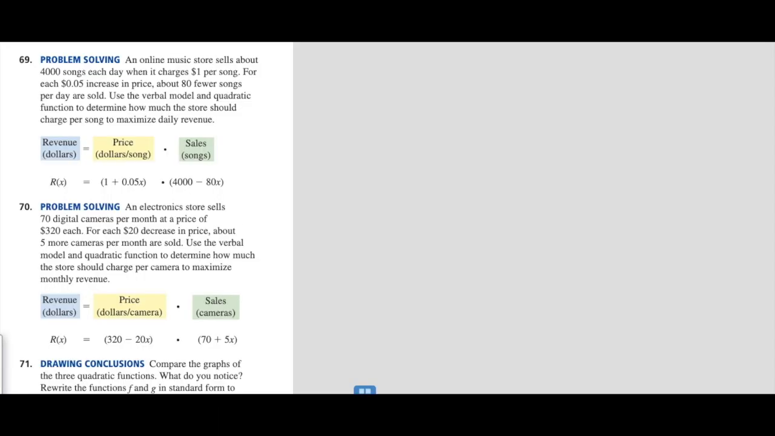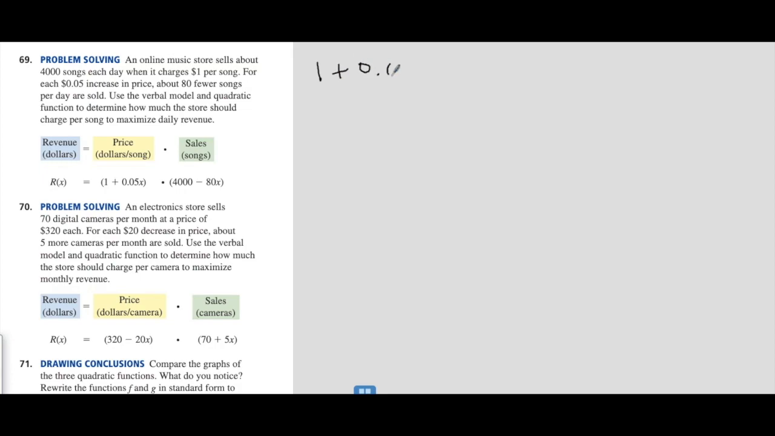Okay, we're moving on to your homework problem, which is number 69. An online music store sells about 4,000 songs each day and charges $1 per song. For each 5-cent increase, about 80 fewer songs are sold. Determine how much the store should charge per song to maximize the daily revenue. So again, if you recognize, this is an intercept form just like number 70. So let's find out what our P is.